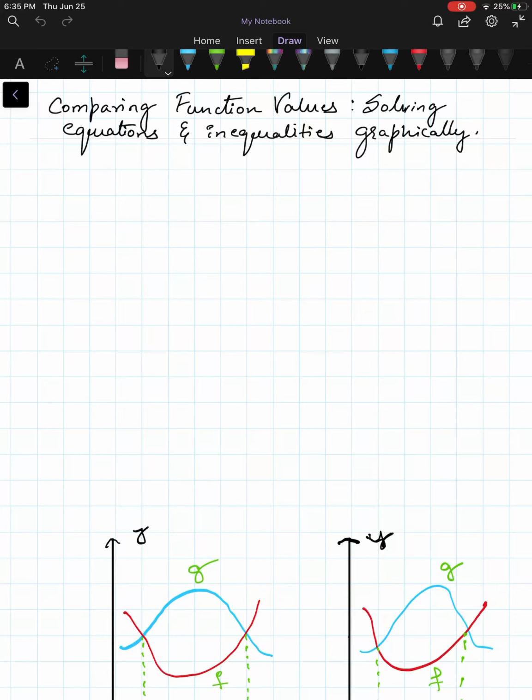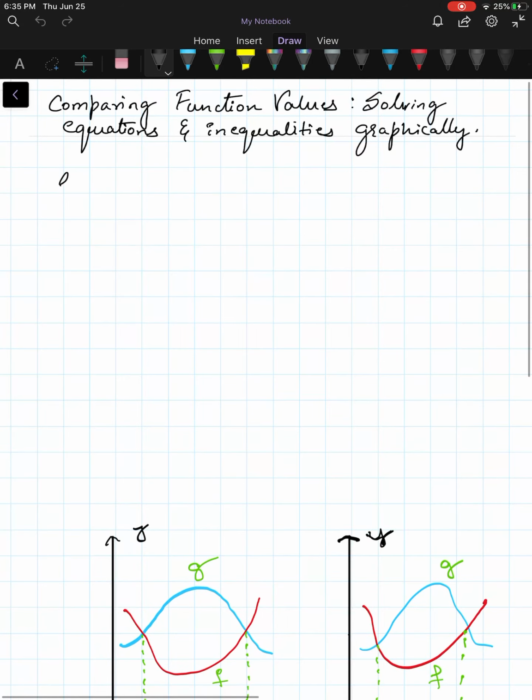Hello everybody. In this video we will learn about comparing function values, that is, try to solve certain inequalities and equations by analyzing their graphs. So for example, if we are given two functions f of x and g of x, we can draw the graphs of these two functions on the coordinate plane, and we will analyze the points where the graphs intersect, and these points are the values where the two functions are equal.